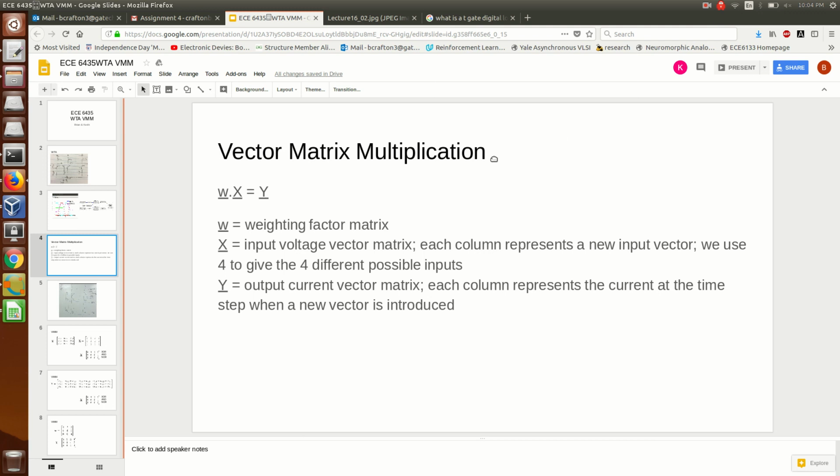The main focus of this assignment was to facilitate the vector matrix multiplication. So we had our weighting matrix, our input vectors and our output vectors. Our input vector was a matrix of 4 different voltage vectors which was multiplied by our weighting matrix to give our output current matrix.